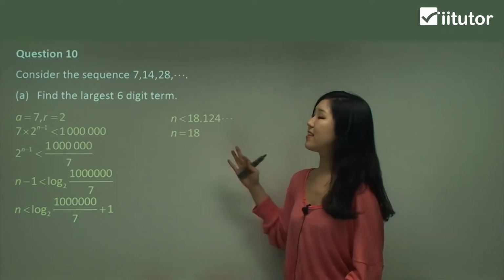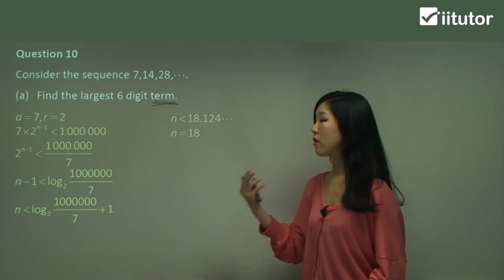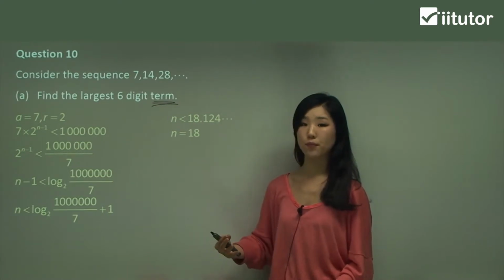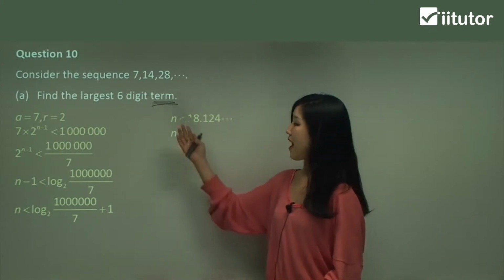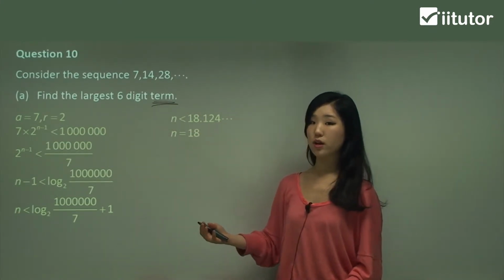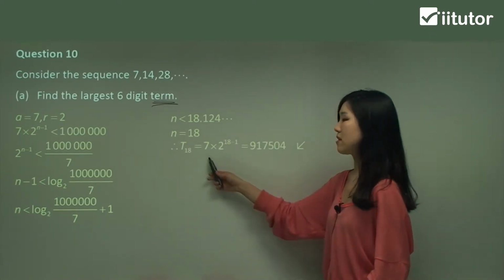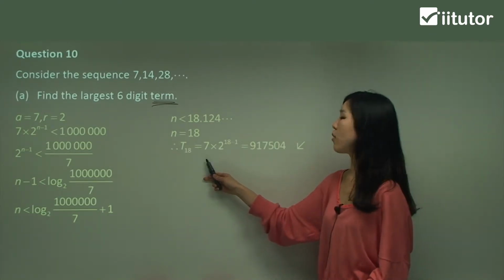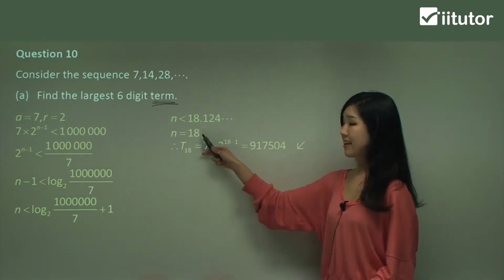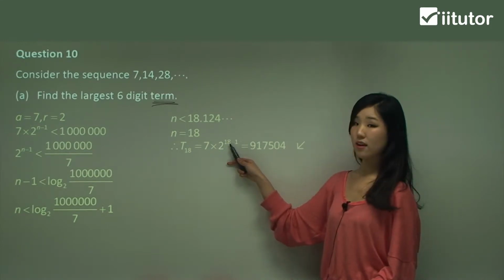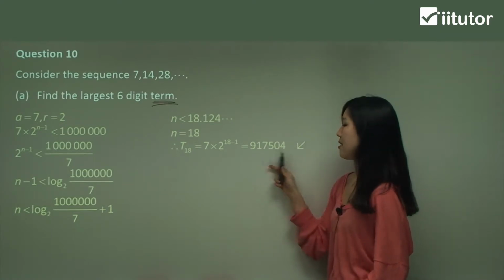So n is 18, but it's asking us to find the largest 6-digit term, which means we want to find the 18th term. n equals 18 means term 18 has the largest 6-digit term. So, what is term 18? We simply sub it into our a times r to the power of n minus 1 formula. a is 7, r is 2, n is 18. So sub in 18 here, so it's going to be 18 minus 1. Put that in your calculator. You should get this number here.